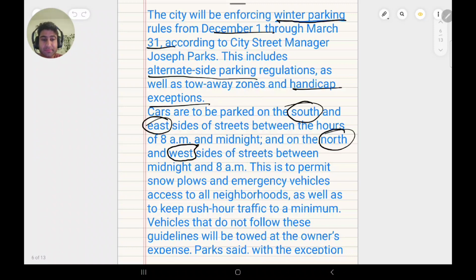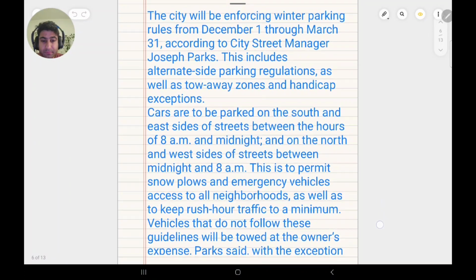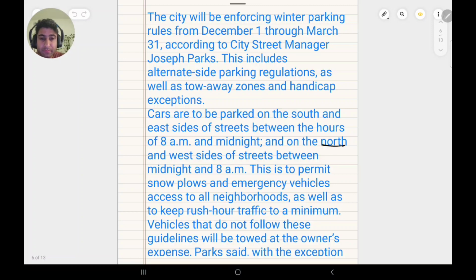access to all the neighborhoods, as well as to keep rush hour traffic, meaning very busy traffic, to the minimum. Vehicles that do not follow these guidelines will be towed at the owner's expense. Okay, Parks said with the exception. Okay, done. Now, I hope you understand.